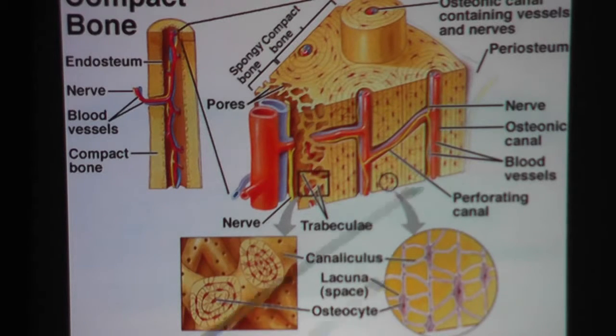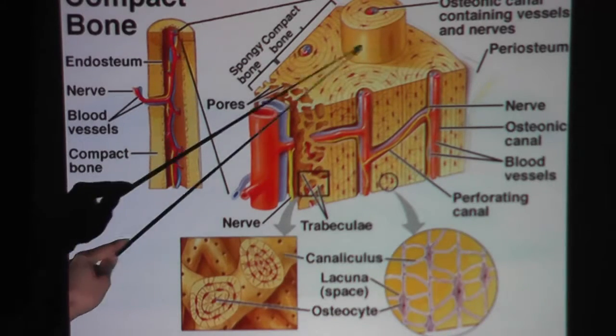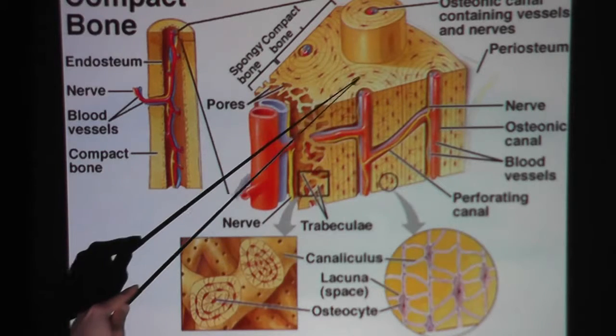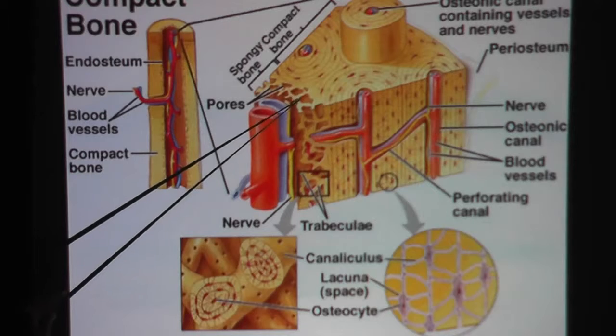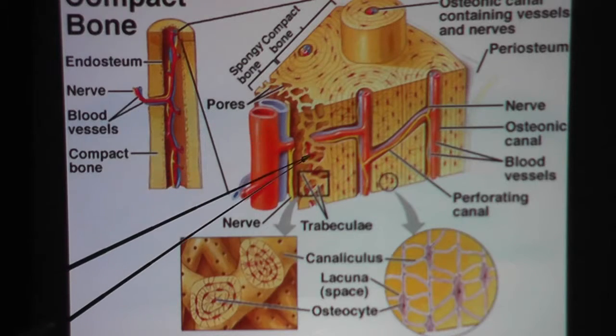Here's another view. This is a long bone. In the very center, you have bone marrow and blood vessels. Here's a wedge out of this long bone. This would be the outside of the bone. And here is the compact bone layer. As you move toward the center, it starts to become more holey, with holes, that is. And this is now called the spongy bone area.